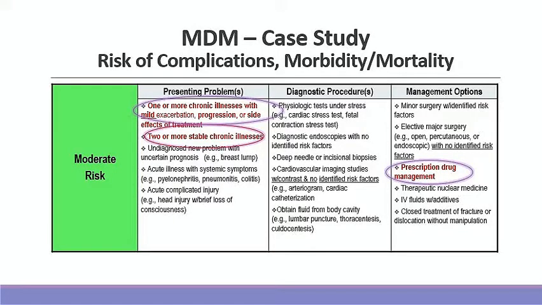In our case study, the patient presented with 1 uncontrolled problem and 2 stable chronic problems. We also had a prescription that was started for the simvastatin. So if we were to look at the table of risk, we would see that all 3 of the patient's problems are counted toward the moderate level of risk under presenting problems, and our management option of prescription drug management is also counted in the moderate level of risk. So the risk that is assigned to the encounter is moderate.